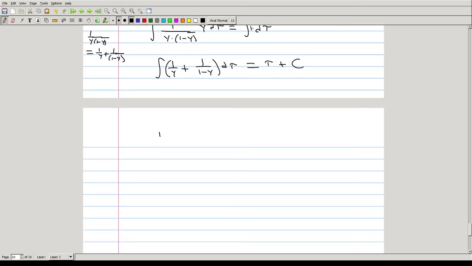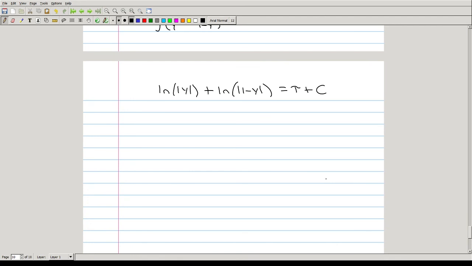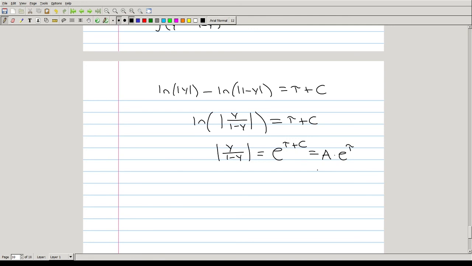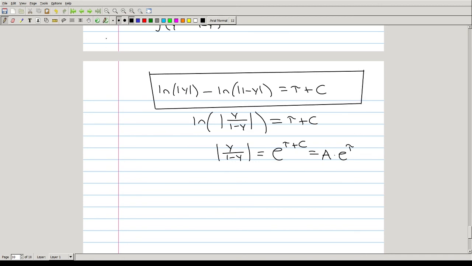So this gives us then that the general solution is going to be of the form natural log of the absolute value of y plus natural log of the absolute value of 1 minus y. Which, after applying some logarithmic simplifications, and oops, there should be a negative sign right here, you get that this is the same thing as natural log of the absolute value of y over 1 minus y is equal to e to the tau plus c, which is the same thing as a constant a times e to the tau. Now, this expression right here is the solution to the ordinary differential equation, but it's what's called the implicit solution.